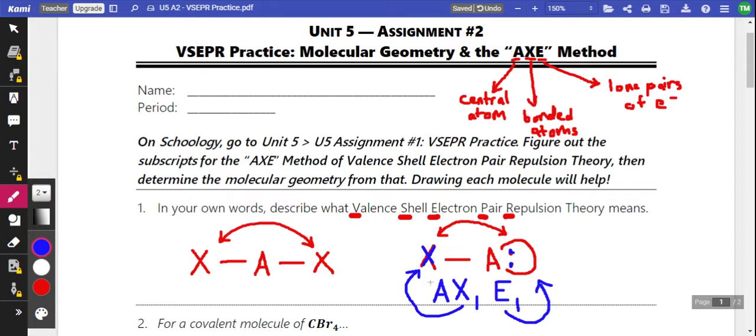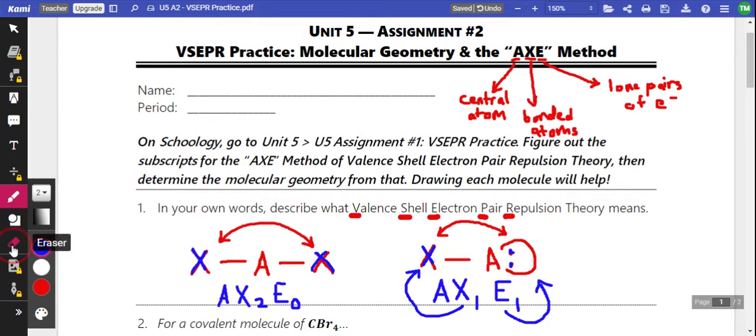Okay. On a molecule like this over here, we still have a central A, and the A never changes. It's just going to be 1A. We have an X here and an X here, two bonded atoms. So I would write AX2. And in this case, I have no lone pairs of electrons. So I would write E0. That would be my AX code.